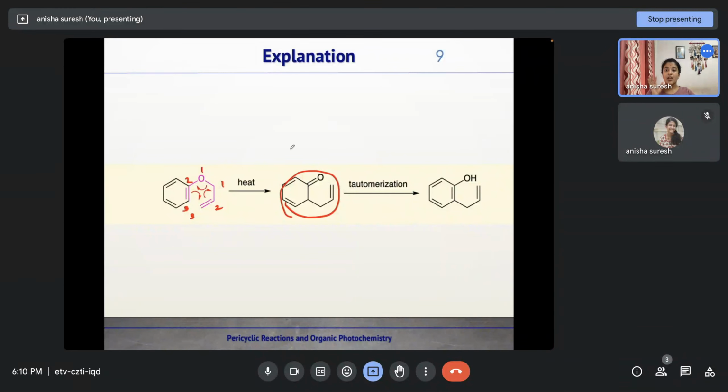So here also this reaction is taking place in two steps. First, it will undergo a 3,3 sigmatropic rearrangement, and then this unstable ketone, because of the loss of aromaticity, will undergo a tautomerization reaction. So this ketone will convert to an enol, and it will result in this final stable product.